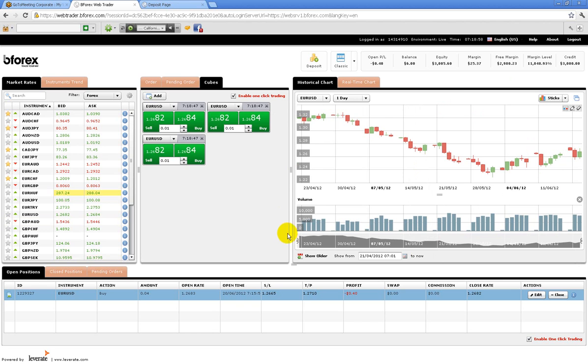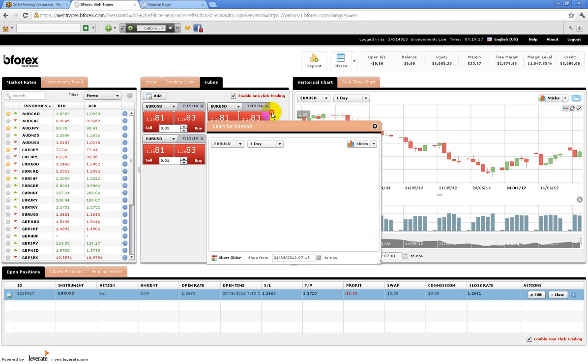The fourth section is the charts. The charts allow you to analyze every instrument in the market so that you can know exactly what to do later on. You can use this chart, but I would prefer having a new window for the charts. As you can see, I just opened a new window.